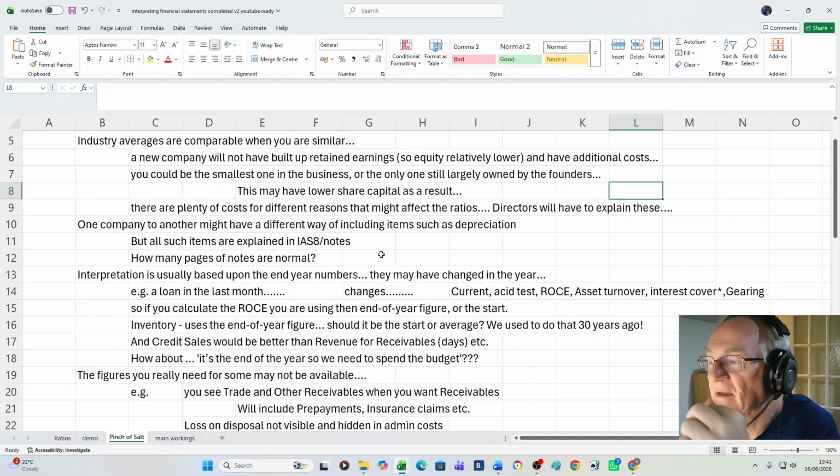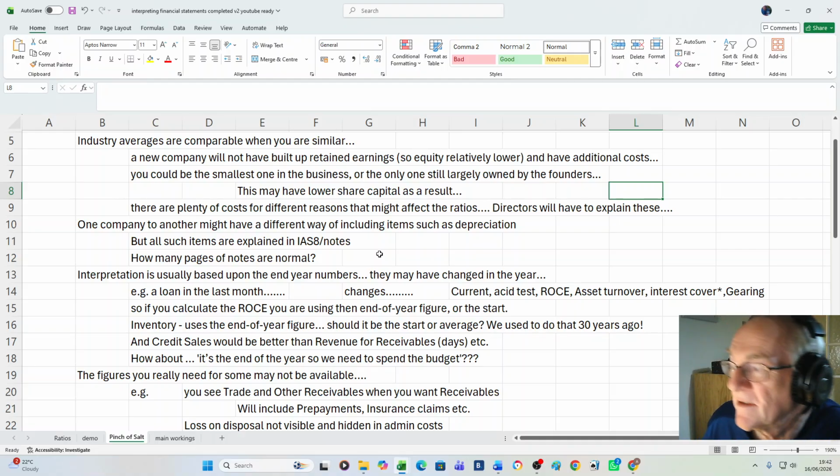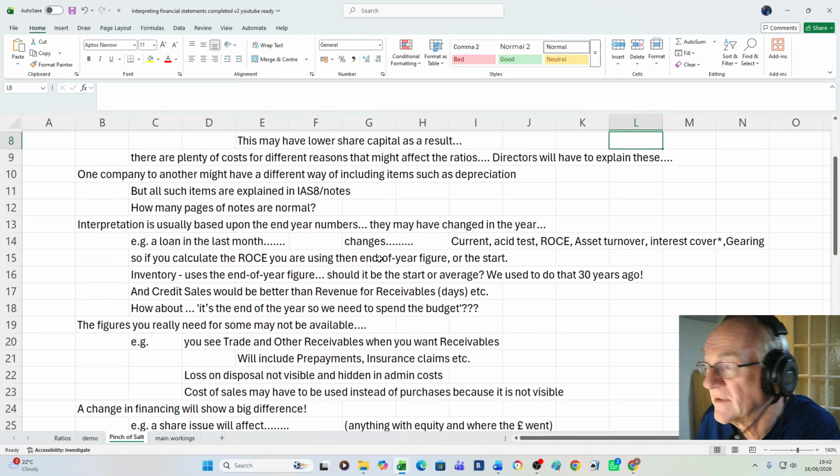How many pages of notes are normal? Well, lots is the answer. Enough, sufficient. Tesco's about 128 pages. I looked at a local council recently, it was 70 pages of notes. Much smaller organisation, but it's still 70 pages of notes.